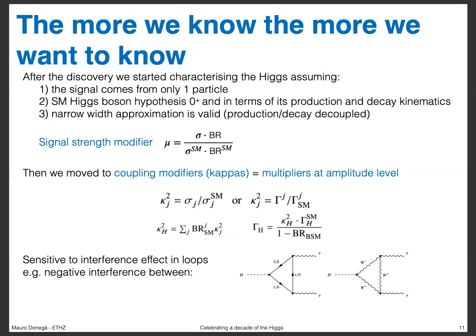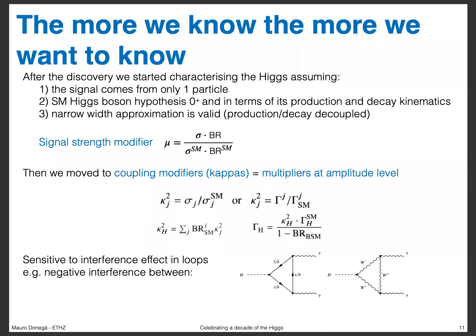The first things we were doing were to compute signal strength modifiers, these famous mu's that were appearing in all plots, that are simply the ratio of the production times branching ratio that you're measuring divided by the expectation of the standard model. Namely, mu equal to 1 would mean we measure a standard model Higgs, mu going to 0 means there's no signal. Any other value of mu would be a particle, but not the standard model one. That's a very coarse way of looking at the characteristics of this particle.